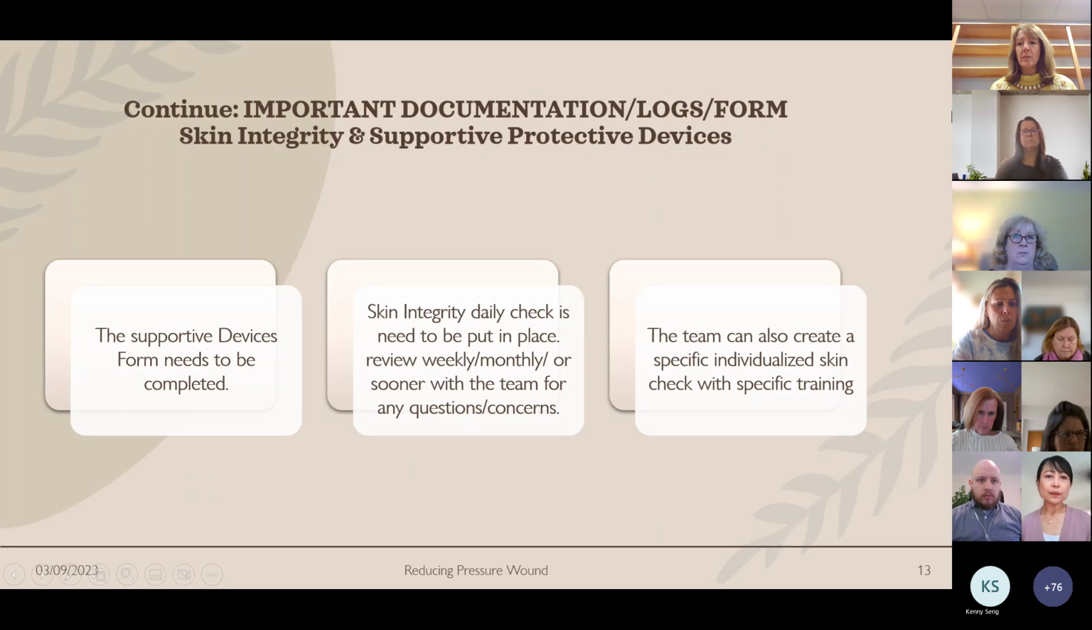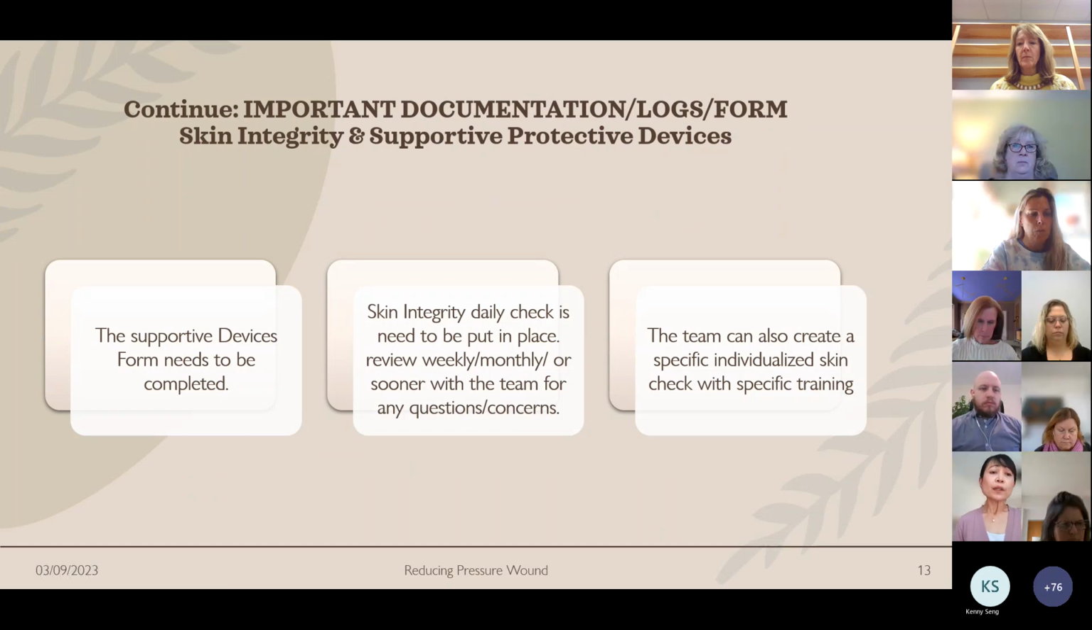Okay, so we continue. The supportive devices form needs to be completed. I believe that you have this form, right? Especially for DDS, ABI, MFP. These supportive devices forms need to be completed based on the prescription or evaluation that has been done for the member that we support.